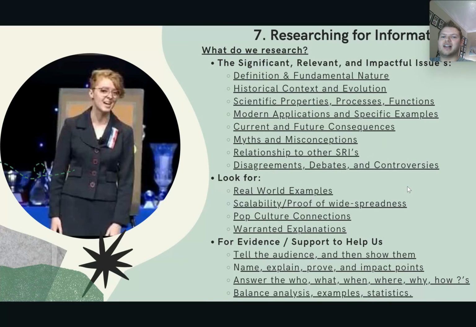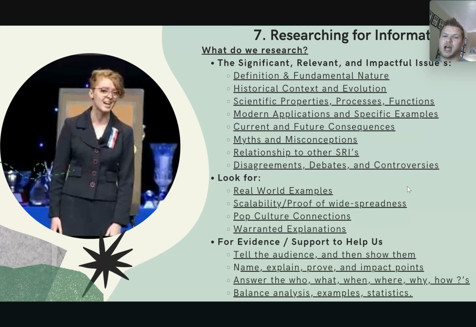So, what exactly are we researching? We want to find our significant, relevant, and impactful/innovative issue's definition and fundamental nature. You've got to know what it is. You want to find your topic's historical context and evolution. What are its scientific properties, processes, and functions? What are its modern applications, or places we can see it in the real world with specific examples? Current and future consequences, myths and misconceptions, relationship to other topics that are significant, relevant, and innovative. What debates, disagreements, or controversies are happening?